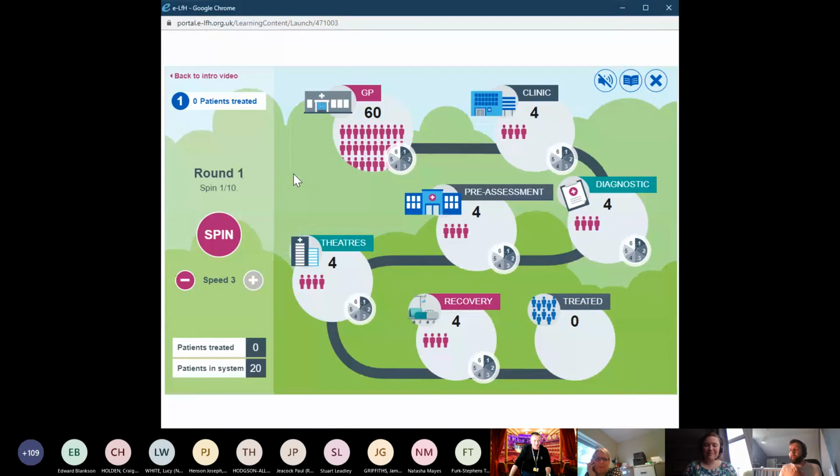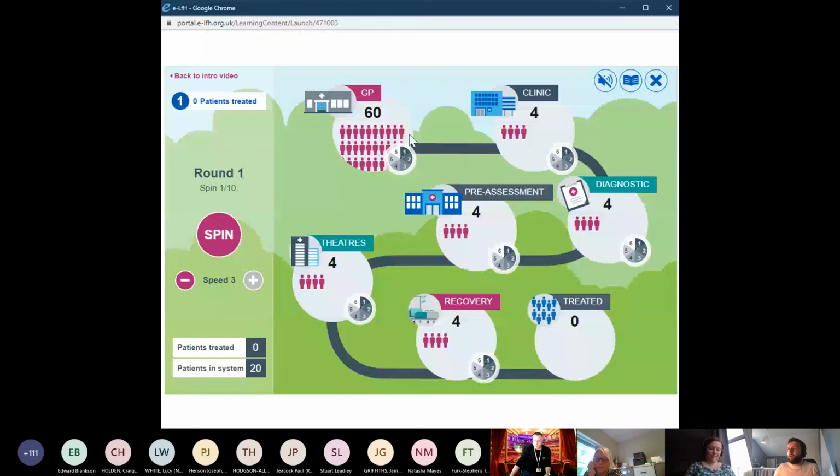Excellent, perfect. Okay, so here's our setup. We have our GP who will be pushing referrals out into our patient pathway. And our patient pathway is quite simple at this stage. Let's keep it nice and simple. It's a demonstration. So we have an initial clinic, some sort of diagnostic services, some sort of theatre pre-assessment, then into our theatres, then recovery. Once they've gone through recovery, we can say that the patient has been treated, they've been seen, and they come out of our system at the end.